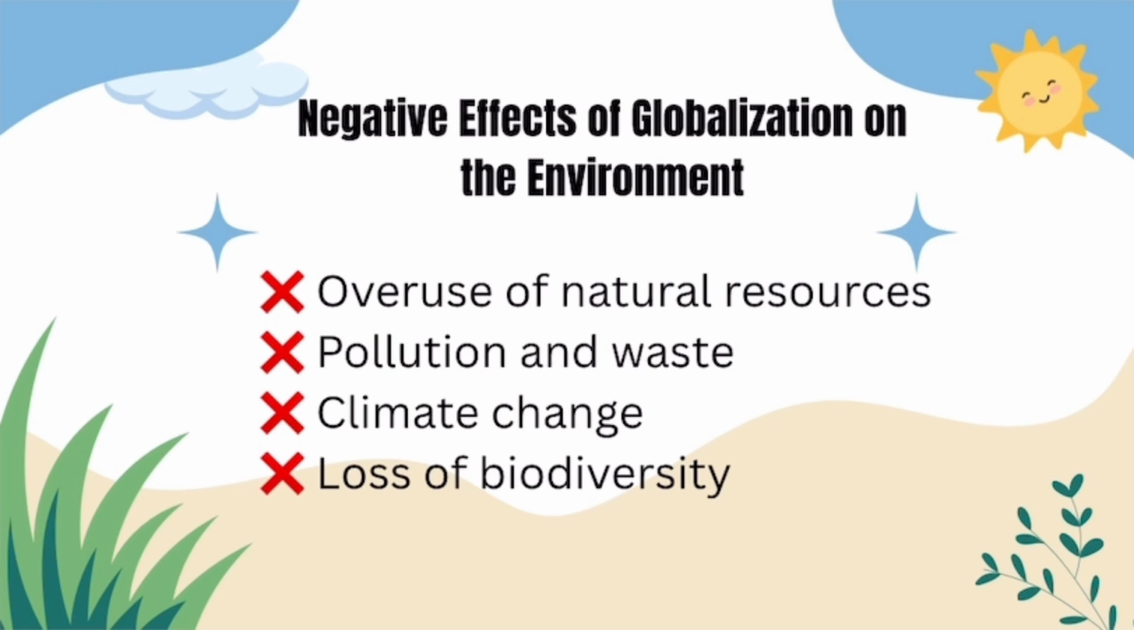To make this more real, I have here some examples. First is the Amazon rainforest, sometimes called the lungs of the earth. Because of global demand for wood, beef, and soybeans, large parts of the forest are being cut down. This destroys habitats and increases carbon dioxide. Second is plastic pollution. A lot of the plastic we use every day comes from global industries, and many of these end up in the ocean, harming marine life.